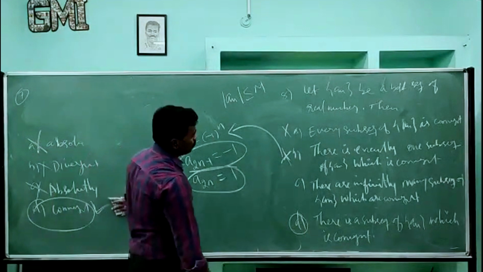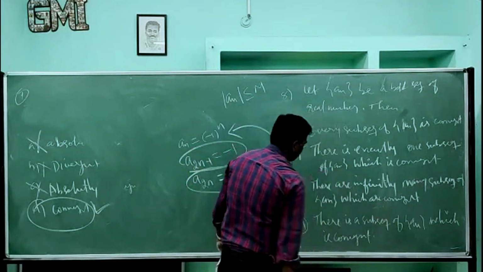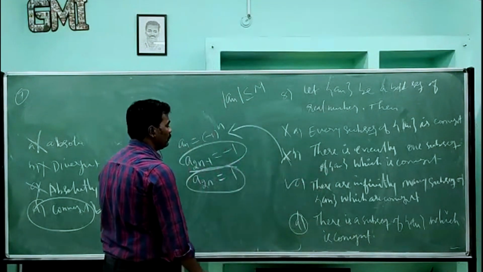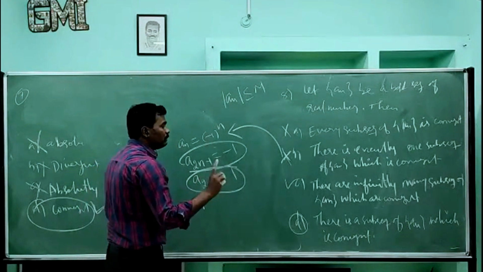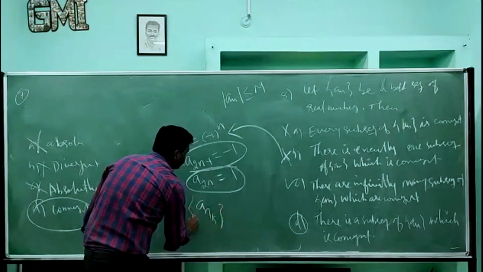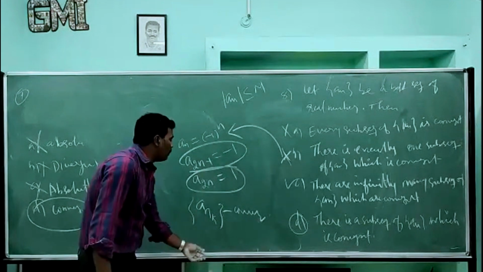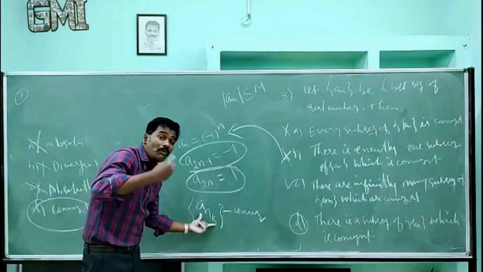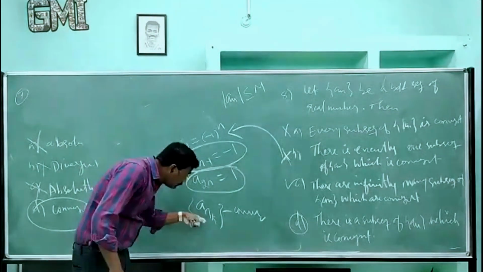Another option: there are infinitely many subsequences of a_n which are convergent. Suppose this is a true statement; how can we make it true? The Bolzano-Weierstrass theorem says that every bounded sequence has a convergent subsequence. Just call that sequence a convergent subsequence, according to the Bolzano-Weierstrass theorem. Now I have to make a lot of convergent subsequences of this subsequence.